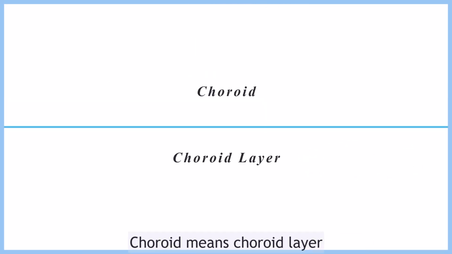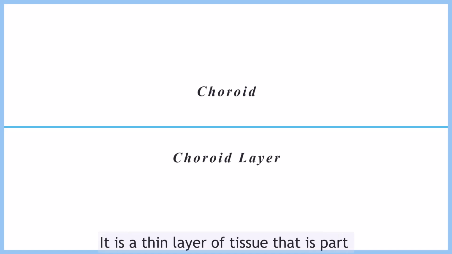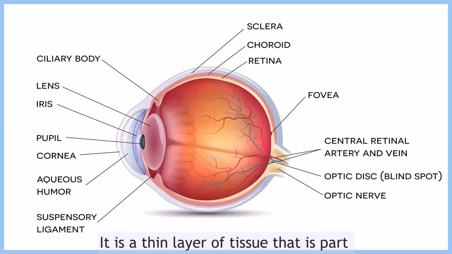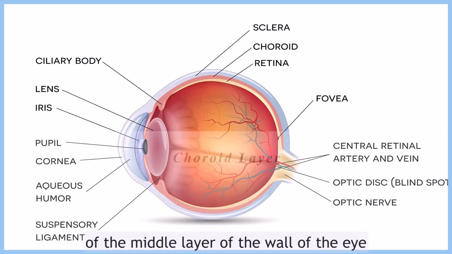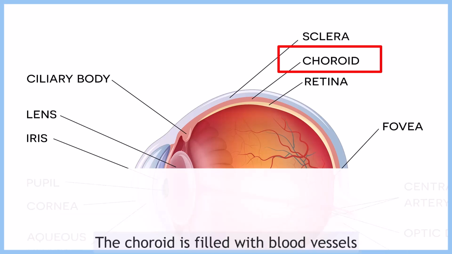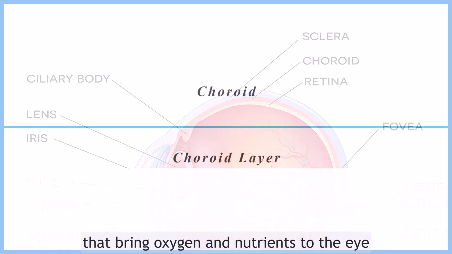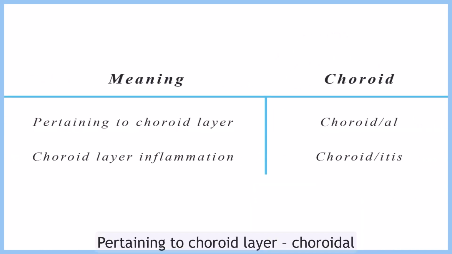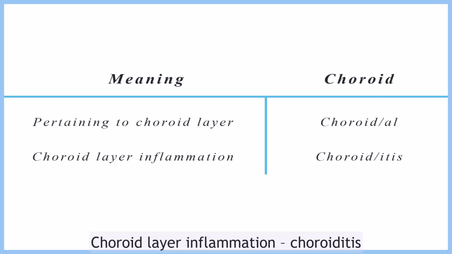Choroid means the choroid layer. It is a thin layer of tissue that is part of the middle layer of the wall of the eye, between the sclera, which is the white outer layer of the eye, and the retina. The choroid is filled with blood vessels that bring oxygen and nutrients to the eye. Pertaining to choroid layer, choroidal. Choroid layer inflammation, choroiditis.